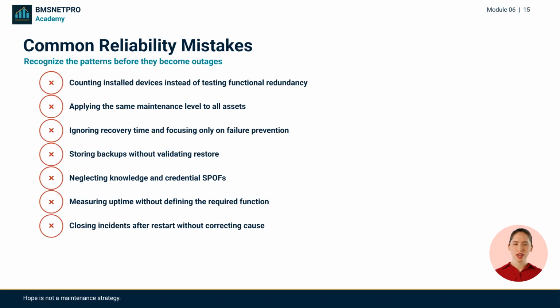The common mistakes are practical: counting installed devices instead of testing functional redundancy, maintaining everything the same way, ignoring recovery time, keeping backups that have never been restored, neglecting credential and knowledge single points of failure, measuring uptime without defining function, and closing incidents after restart without correcting cause.